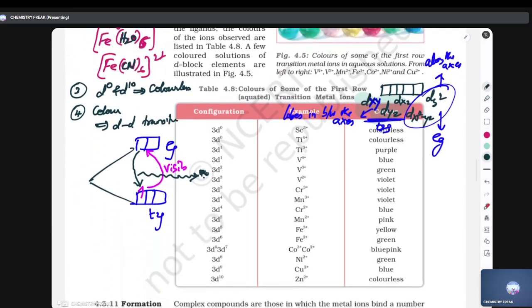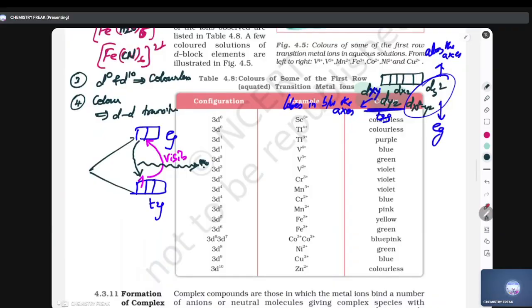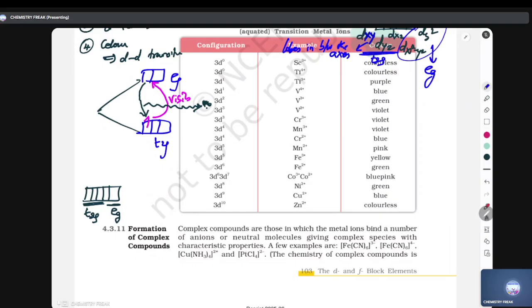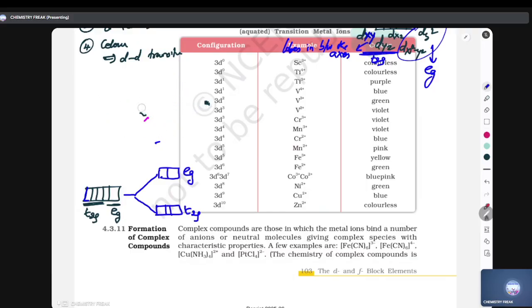So, here the colors of some ions are given. You just go through the paragraph, no need to mug it up. But anyway, you should know which is colored and which is colorless. So we know that we have five d orbitals and they are classified into t2g and eg. During bond formation, it splits into two groups, t2g and eg. Like that, it splits. Now what happens?